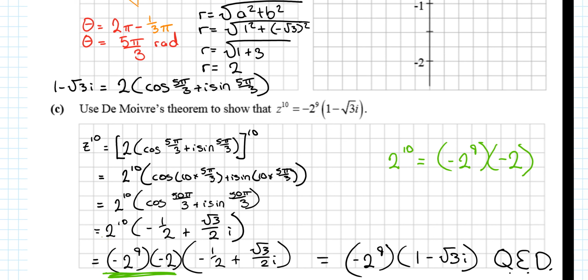And in the next part, I'm multiplying in by that minus 2. Minus by minus is plus. Minus 2 by minus a half is 1. Minus by plus is minus. Minus 2 by root 3 over 2 is minus root 3, which is what they asked us to prove, and that's it. QED, question done.